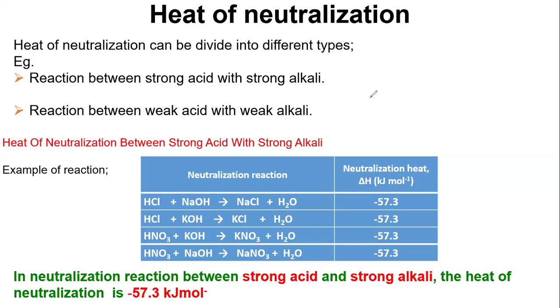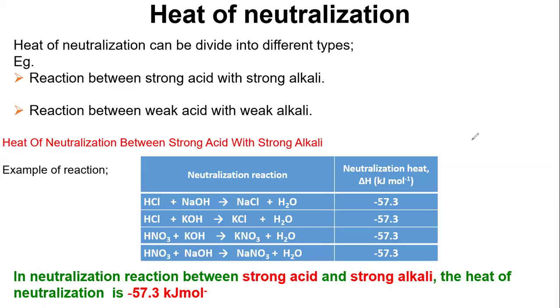Right. So we are saying heat of neutralization can be divided into different types. For example, we can have a strong acid reacting with a strong base or alkaline. We can have a weak acid reacting with a weak alkaline. We can have a strong acid reacting with a weak alkaline. We can have a strong base reacting with a weak acid. So we have different scenarios, right? Good. But there's an interesting observation that we have to note.